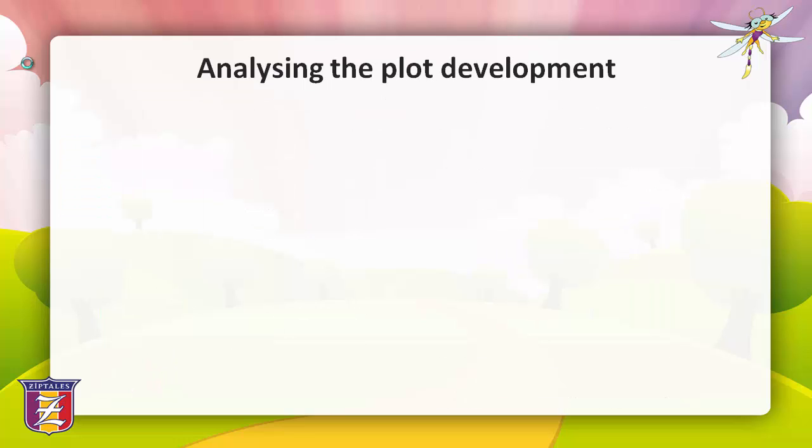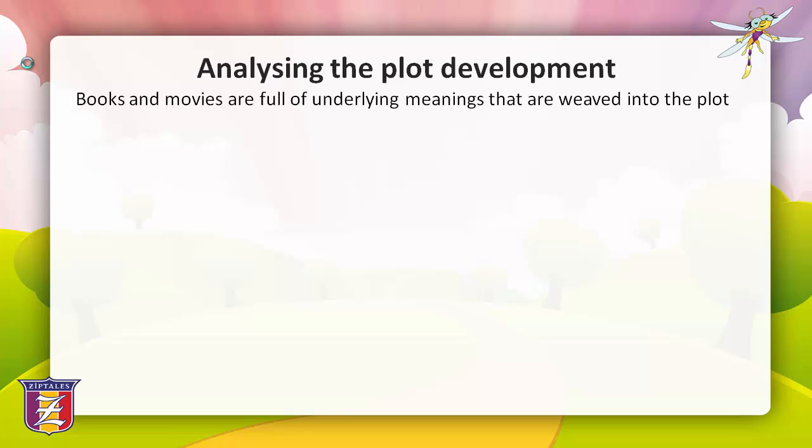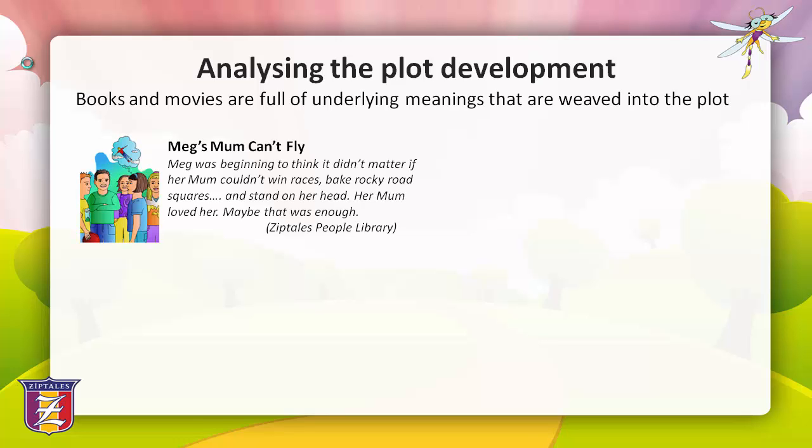Now let's move on to analysing the plot development. Books and movies are packed full of underlying meanings that are weaved into the plot. For example, in the story, Meg's mum can't fly. Meg is embarrassed by her mum, so she runs away. But when her mum searches everywhere for her, she has a revelation.